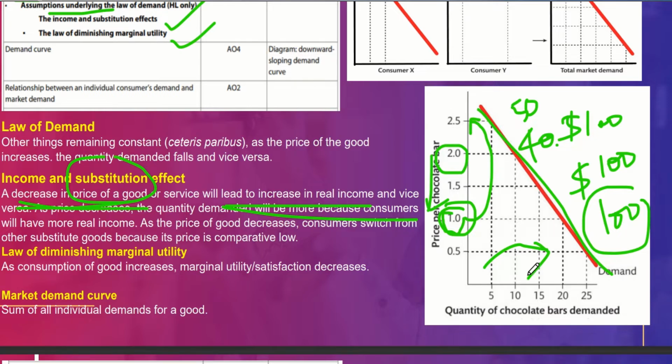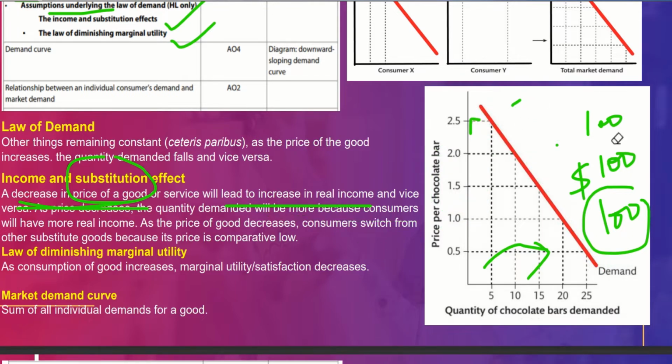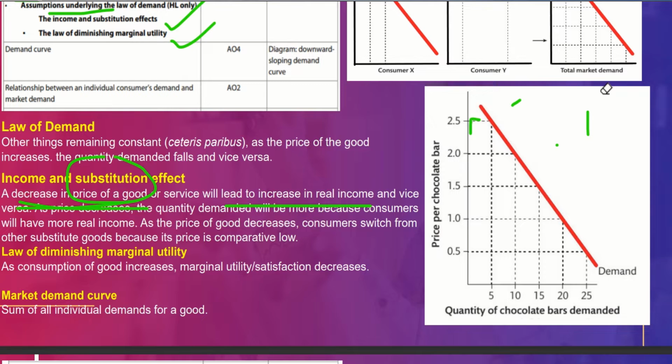Right, consumers move to another product when there is a change in prices. If the price is decreasing, consumers of other products come here. If the price is increasing, consumers of this product move to other products. So this is the substitution effect. That is the reason the demand curve is downward sloping, the primary reason for the downward sloping demand curve.